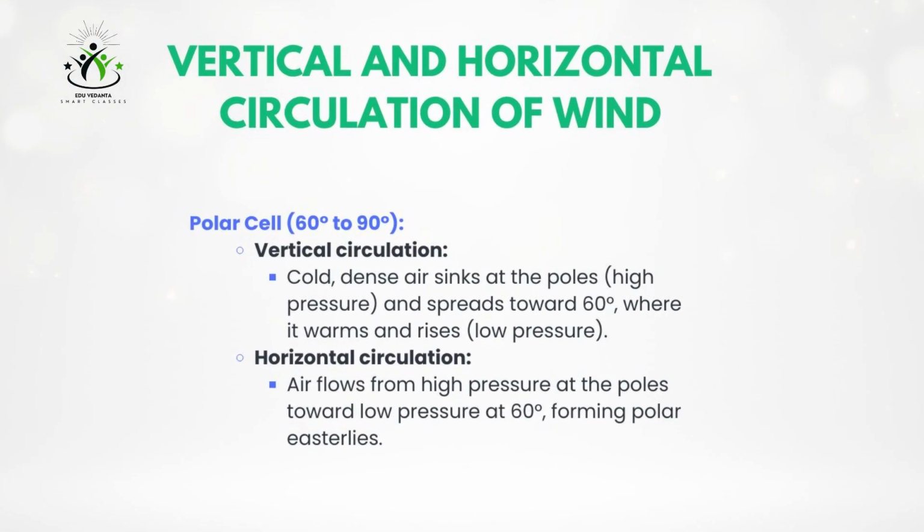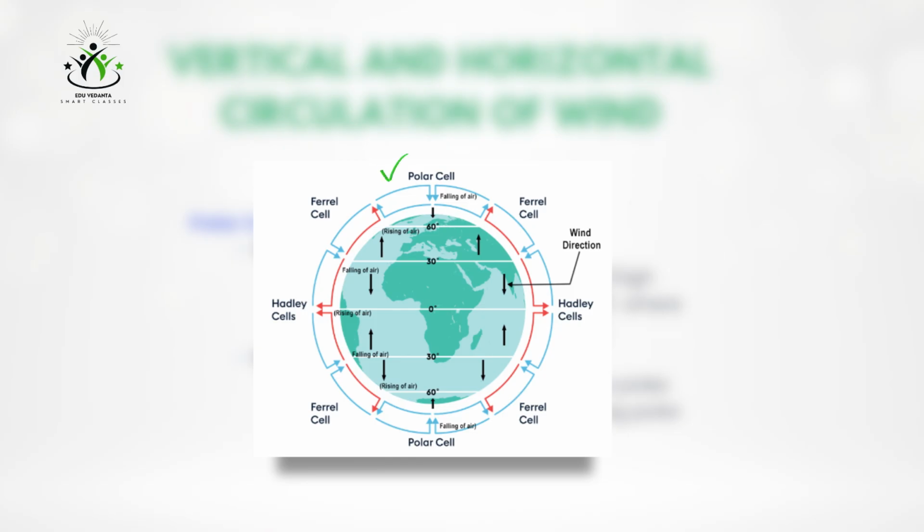Polar cell, 60 degrees to 90 degrees. Near the poles, cold, dense air sinks, creating a high-pressure zone. This air flows towards 60 degrees, where it warms and rises, forming a low-pressure zone. The surface winds here are called polar easterlies.